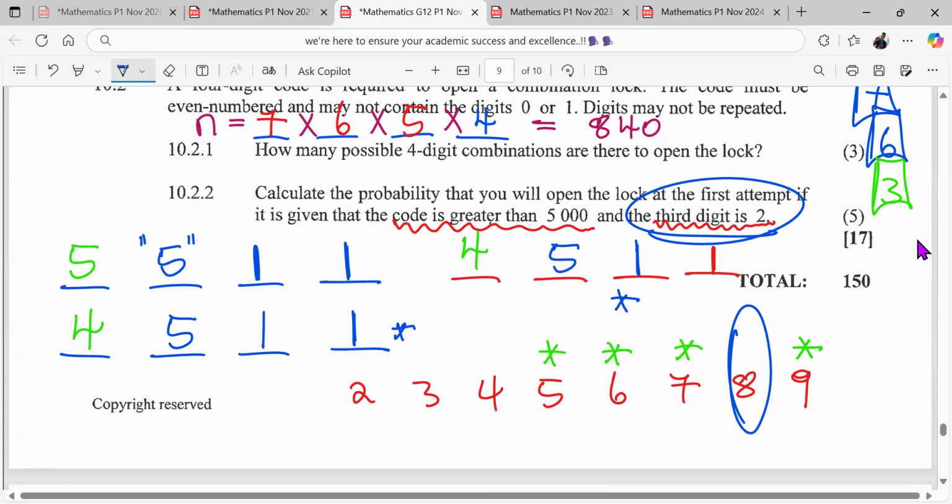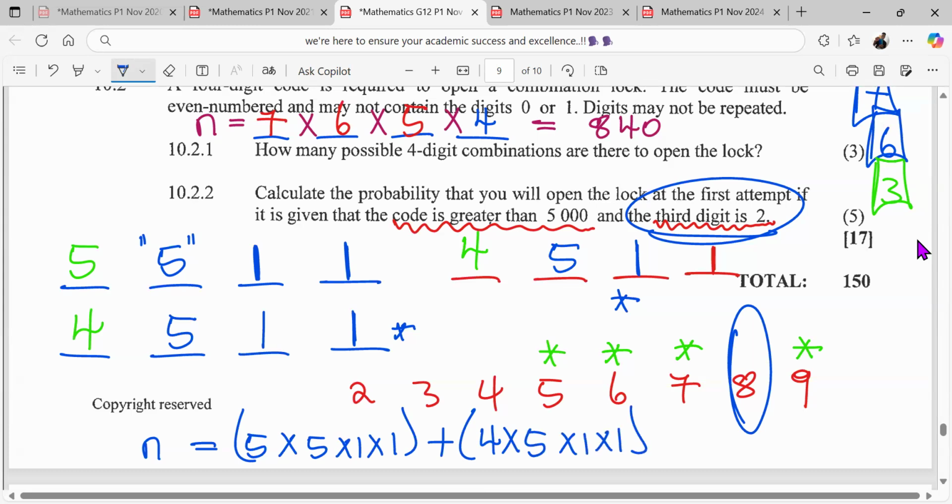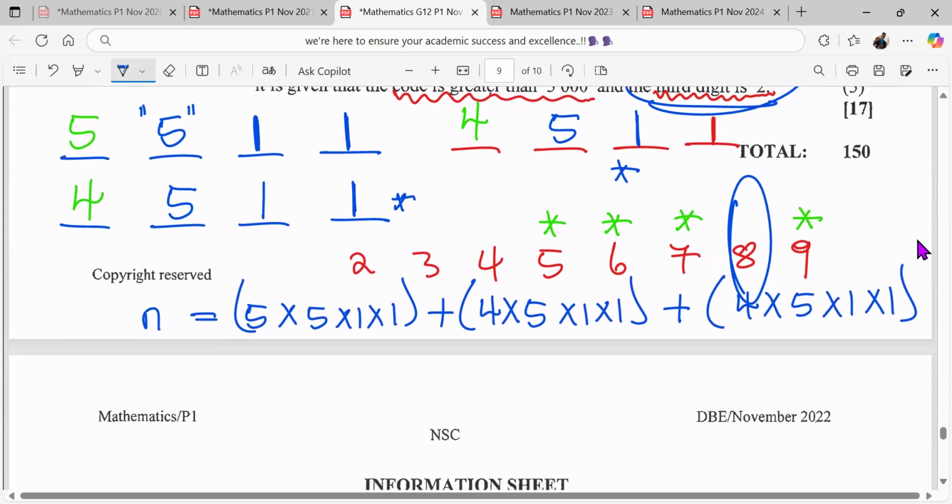So then this means the total number of possibilities I can get here will be 5 by 5 by 1 by 1, plus 4 by 5 by 1 by 1, and then you say plus 4 by 5 by 1 by 1. That's what we are saying. 5 by 5, 4 by 5, 4 by 5. And we find that the number of possibilities will be 65.